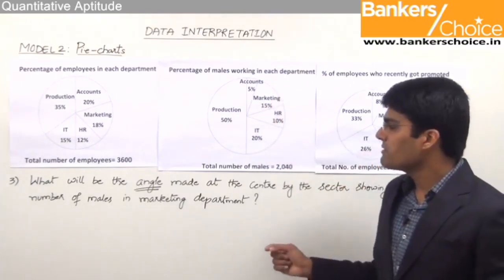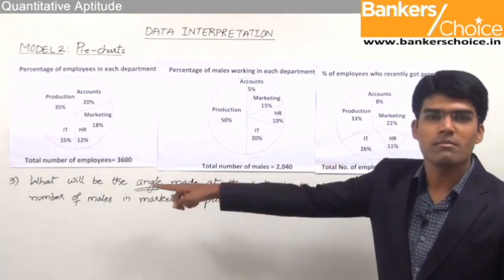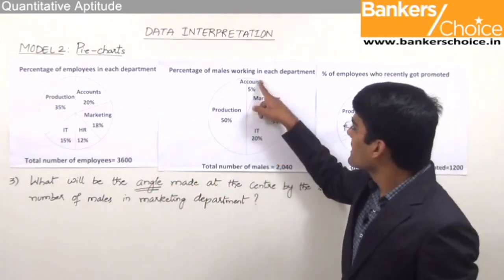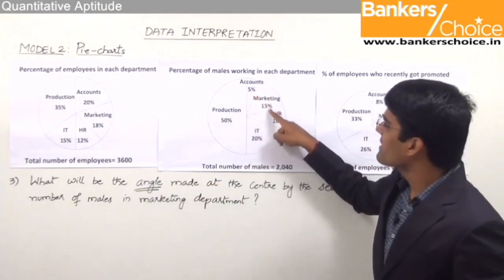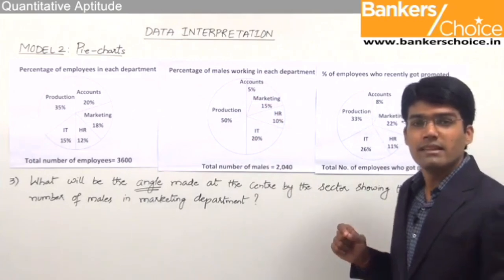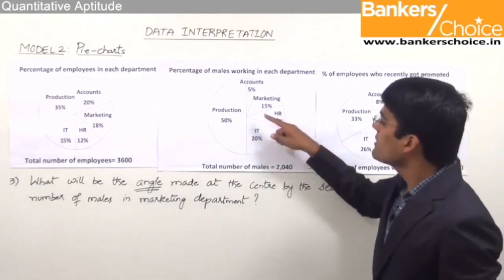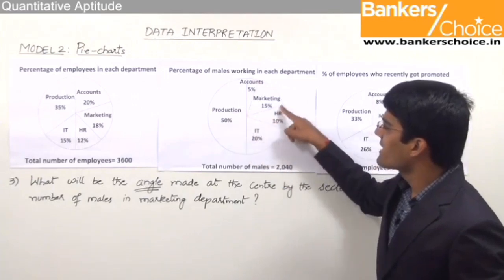Now as per the given question, we need to find out the angle made at the center by the sector which shows the number of males in marketing. So the sector which shows the number of males in marketing is this region. If all these percentages are given in terms of angles, that is in terms of degrees, then we need to know what will be the angle at the center by the marketing region or by the marketing sector.